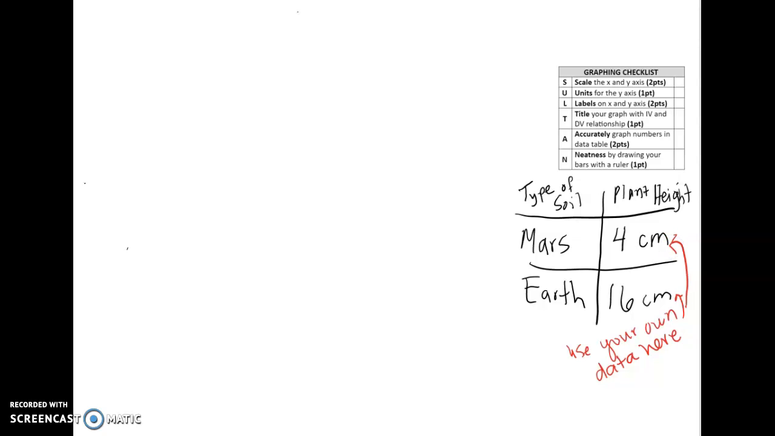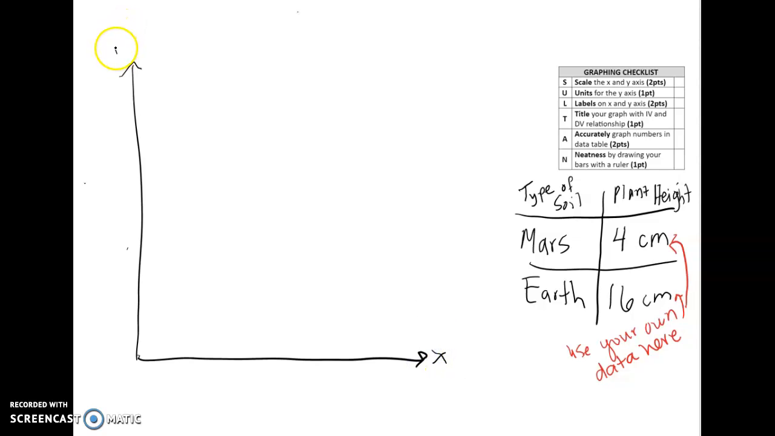Okay. The first thing we need to do is make sure we have an X and a Y axis. So I'm going to draw those. There's my Y, and here is my X. I like to label them just so I remember which one is which. So as I make this graph, I'm going to be using this beautiful checklist to make sure I get full points. So please use the checklist whenever you make your own bar graphs. That way you'll always know you're going to get 100% on these graphs.